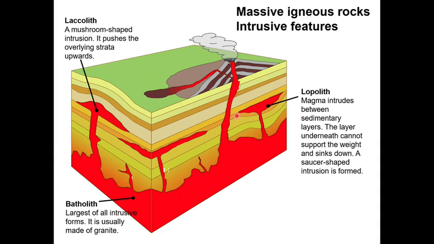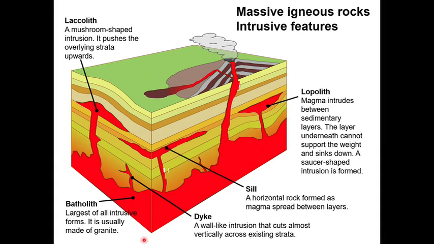The next one is a laccolith. Now what's happening here is it basically starts off the same as your lopolite. So what we've got here is the magma pushing up, and what happens, it pushes the overlying strata upwards. All right, so remember, this one is upwards, that one is downwards. Then we've got the dike, which is a wall-like intrusion, vertically, there we've got it, vertical wall-like intrusion. And then the last one is a sill, which is a horizontal rock formed as the magma has spread between the layers.